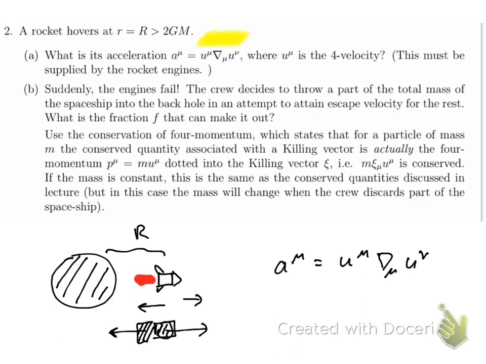And now here are these words again about the conservation of four-momentum. The point here is that if you have a particle of mass m, the conserved quantity is actually the four-momentum, which is m times the four-velocity, dotted into the Killing vector zeta. It is m times zeta_nu u^nu which is conserved, not zeta_nu u^nu itself. This is of course the same if the mass is constant, which is almost always the case, but it's not exactly the same thing here. So let's think about that very carefully.